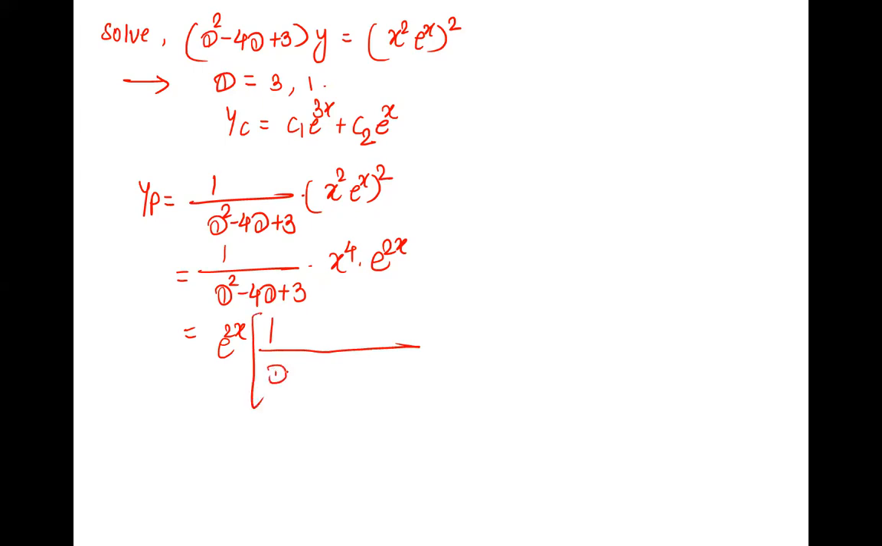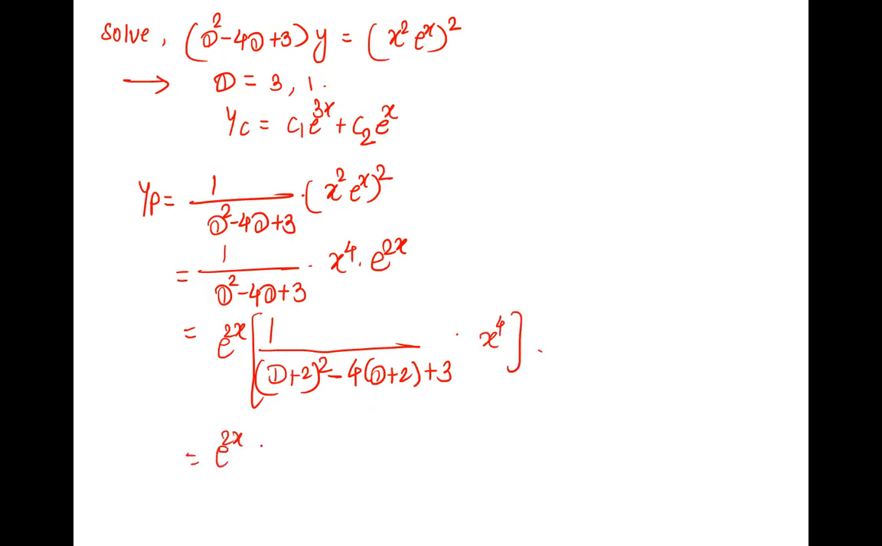D becomes, everywhere in the denominator, D plus a. A is here 2. So D plus 2 square minus 4 into D plus 2 plus 3 into what? V. What is our V in this case? x raised to 4. Correct. Right, so this is done.